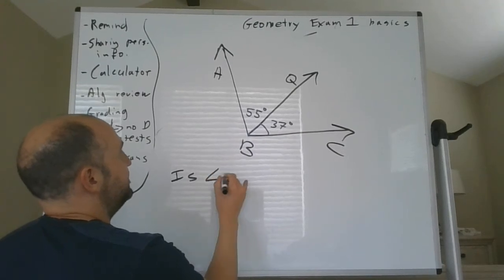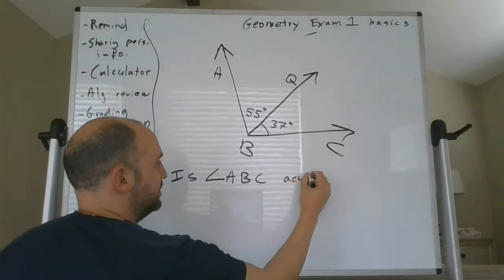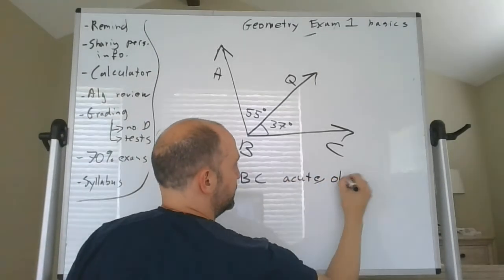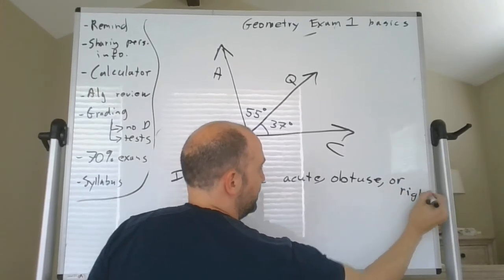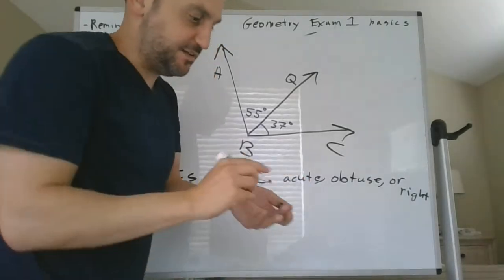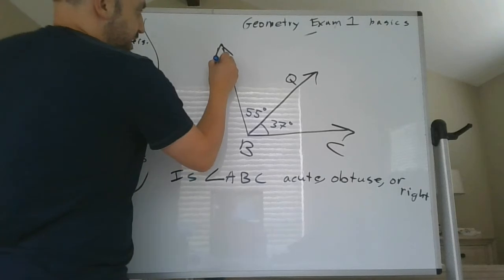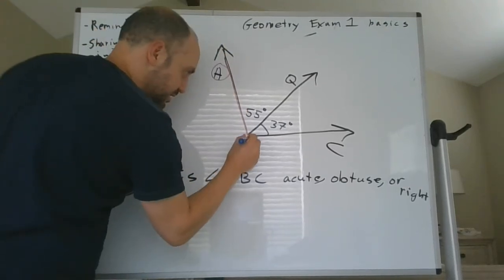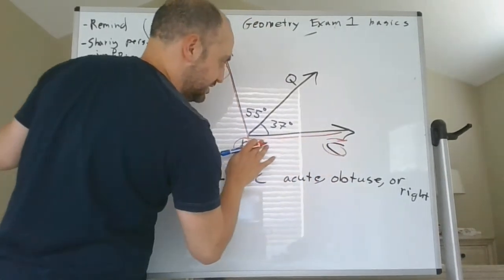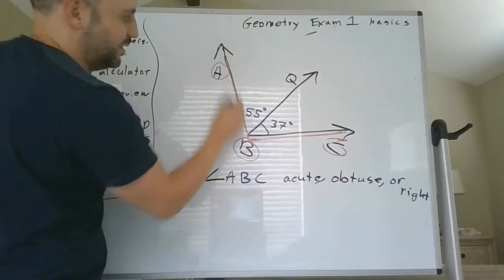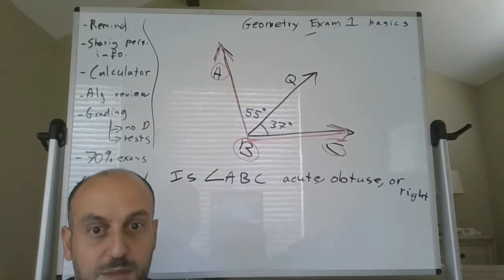Is angle ABC acute, obtuse, or right? So my question I want to know is angle ABC, and the first thing I would do as a student is I would trace that. I would go ABC, okay, I got you. A to B to C. So I'm talking about this whole angle. We're talking about this whole thing. So I want to know if this whole thing is acute, obtuse, or right.